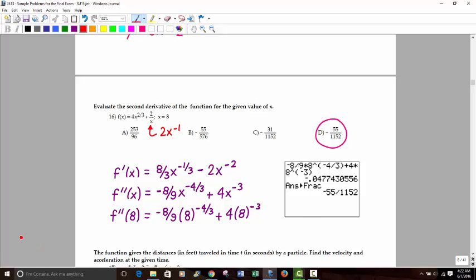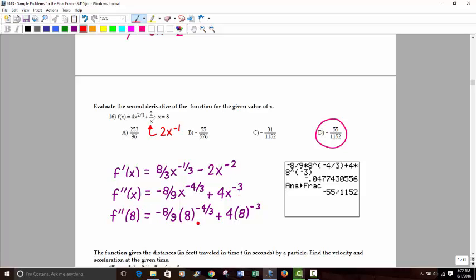And then you subtract 1 from the exponent again, which gives you negative 1/3. Negative 1/3 minus 1 gives you negative 4/3, excuse me. And this derivative, negative 2 times negative 2 is positive 4. Subtract 1 makes negative 3.